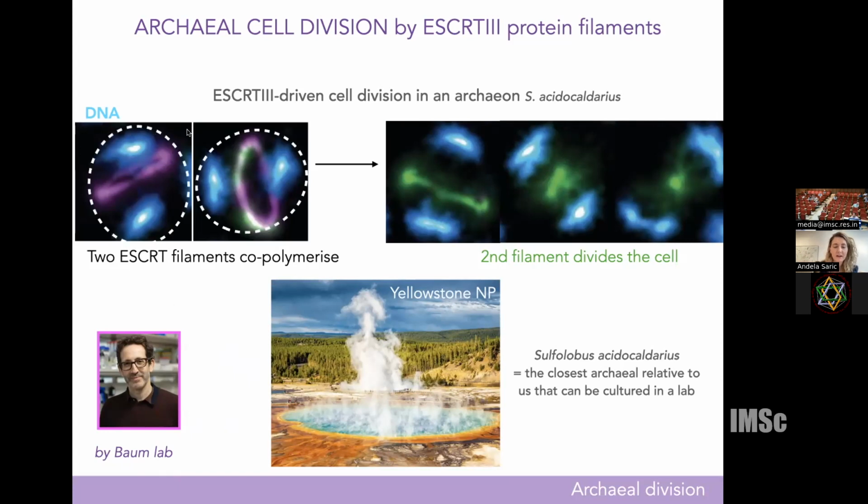So this is the cell. It has divided its DNA, which is in blue, somehow, we don't know how. And then the way the cell divides is it builds a protein filament in the middle, which is in pink, which then templates another protein filament, another escort filament, which is in green. And together they keep put until energy is consumed, which is used to chew up this bottom filament, this pink, and then the green one somehow squishes the cell.